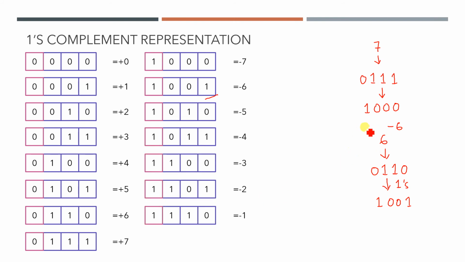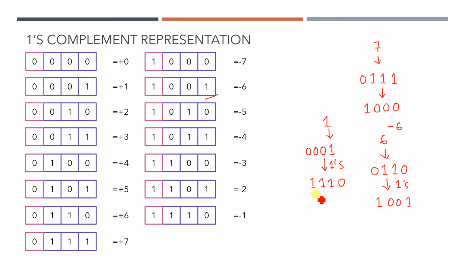Okay, so let me calculate for 1 also. So if it is 1, the binary equivalent is 1. Now to make it 4-bit, I'll put 3 zeros over here. After putting the 3 zeros, I have to convert it into ones complement. So after taking the ones complement, what I'll get? 1110. So this is 1110.